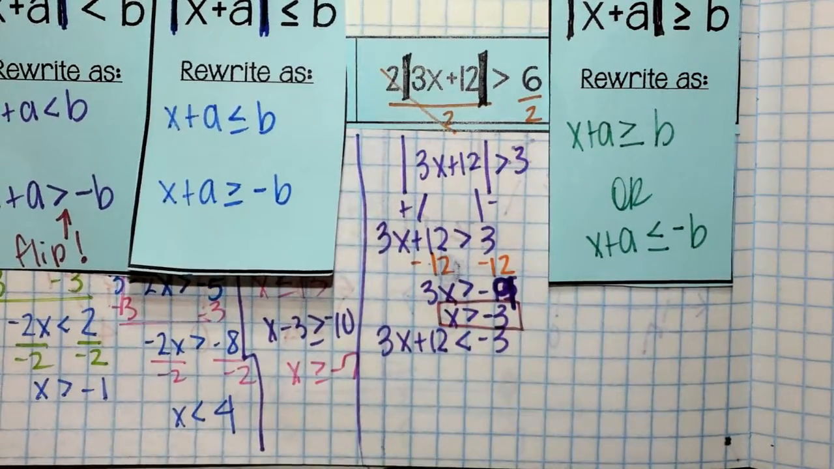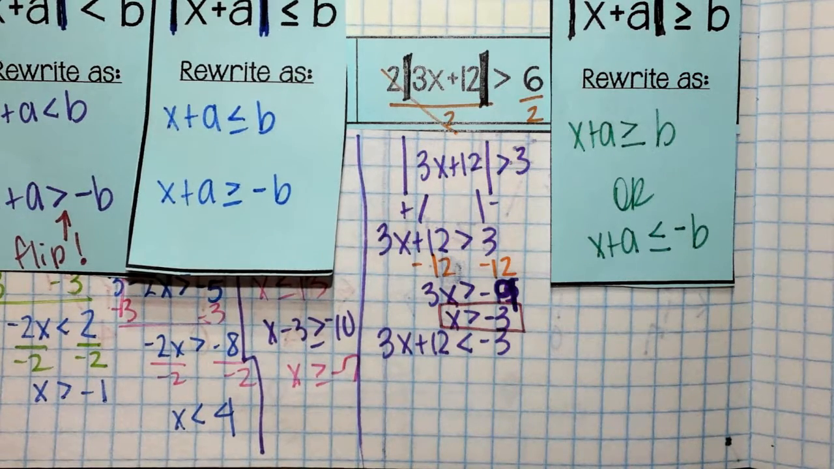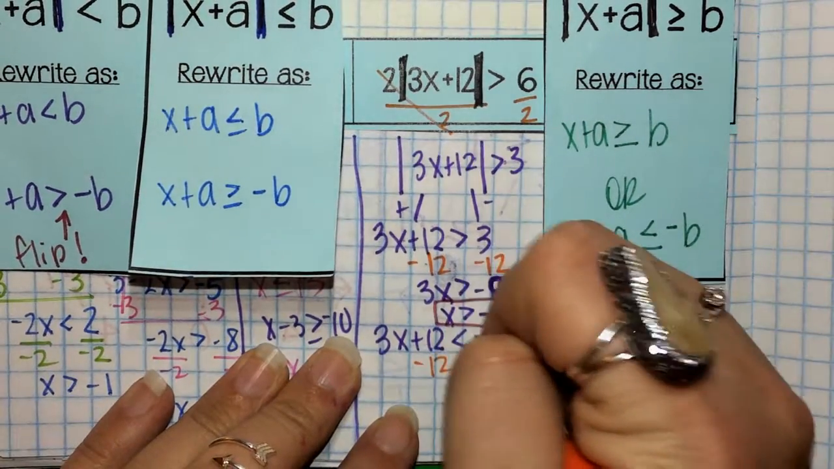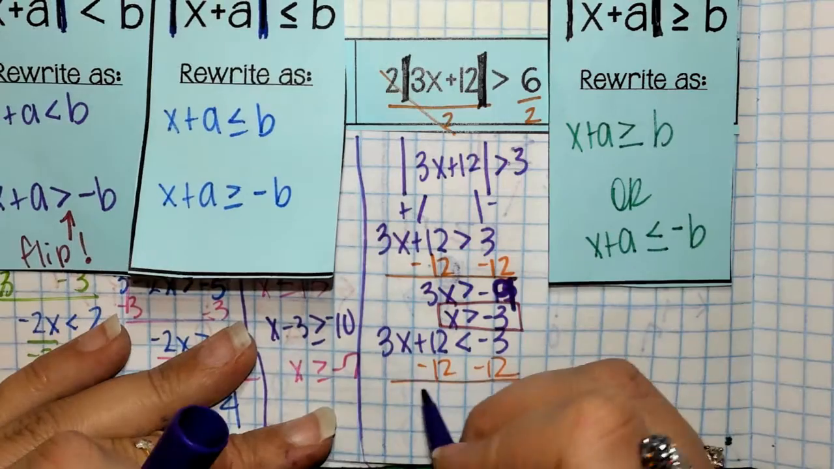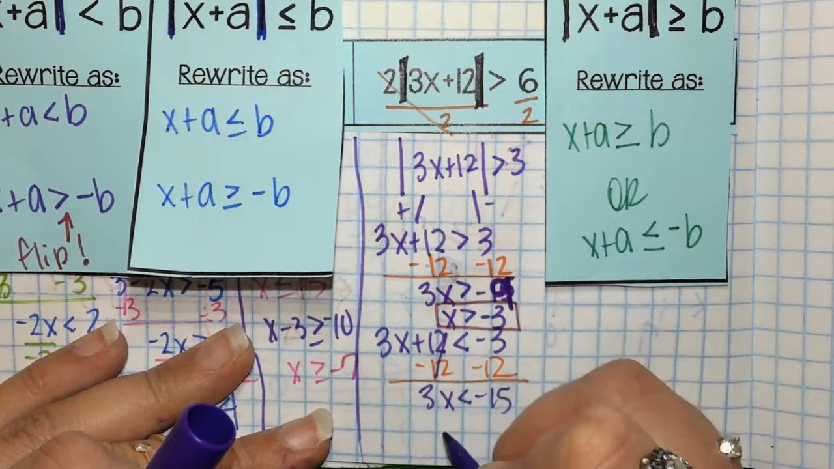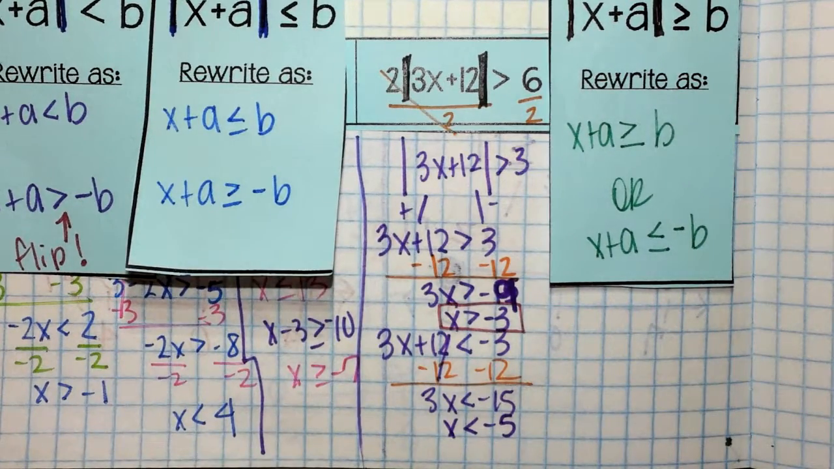All right, now go ahead and work out the bottom one without me. You do the same thing. Did y'all get negative 3 and negative 5?